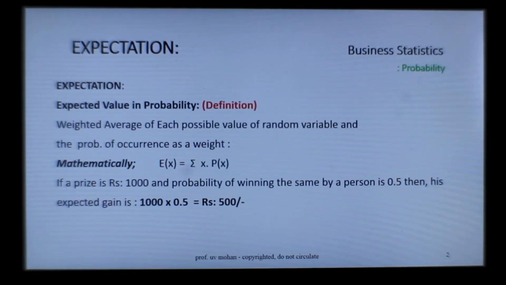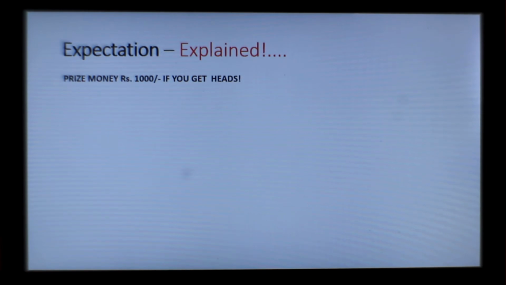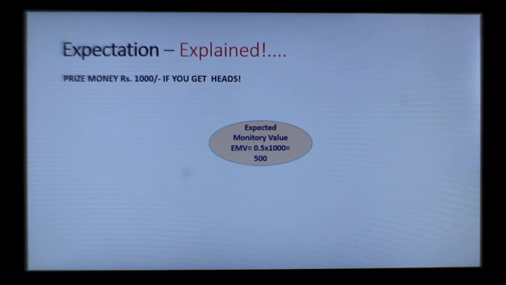Expectation definition: expected value in probability is the weighted average of each possible value of a random variable, with the probability of occurrence as the weight. So mathematically, E of x is equal to sigma x into probability of x. Now the prize money is 1000 if you get heads when you toss a coin. I have conducted several trials of tossing the coin and the results are here. As per the definition, the expected monetary value or EMV is given by 0.5 into 1000, that is 500.